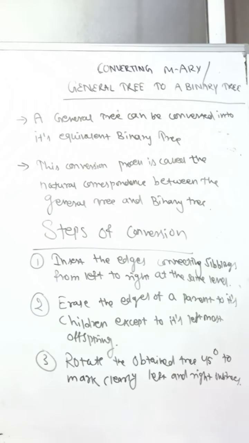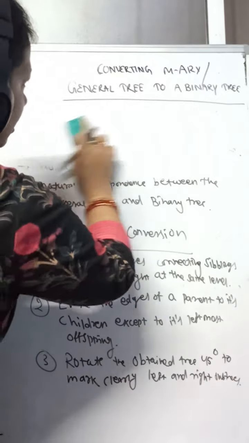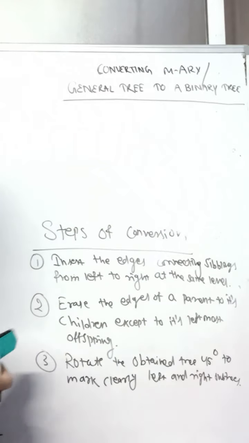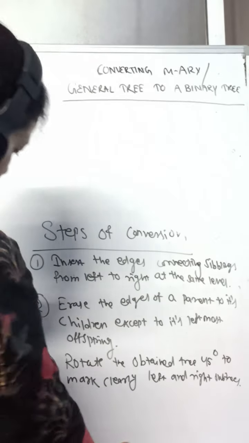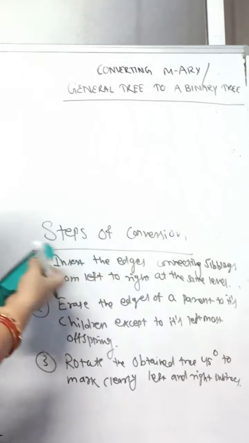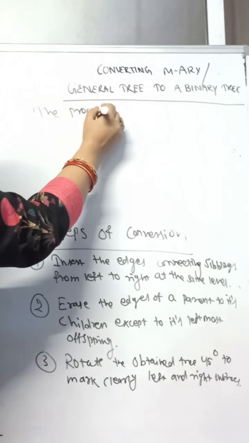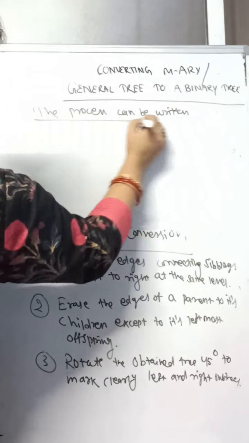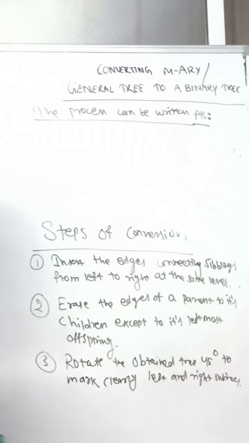So the steps can also be written in one clear manner, in the mathematical manner also. If I write the steps in the mathematical way, then this will be a little bit easier for you. So I am writing the process of converting. So the process can be written mathematically, to remember according to your convenience.